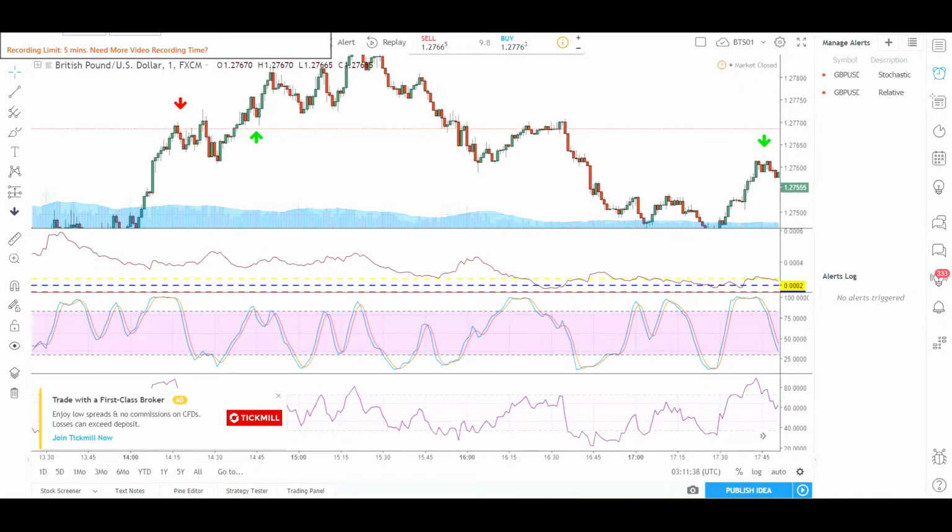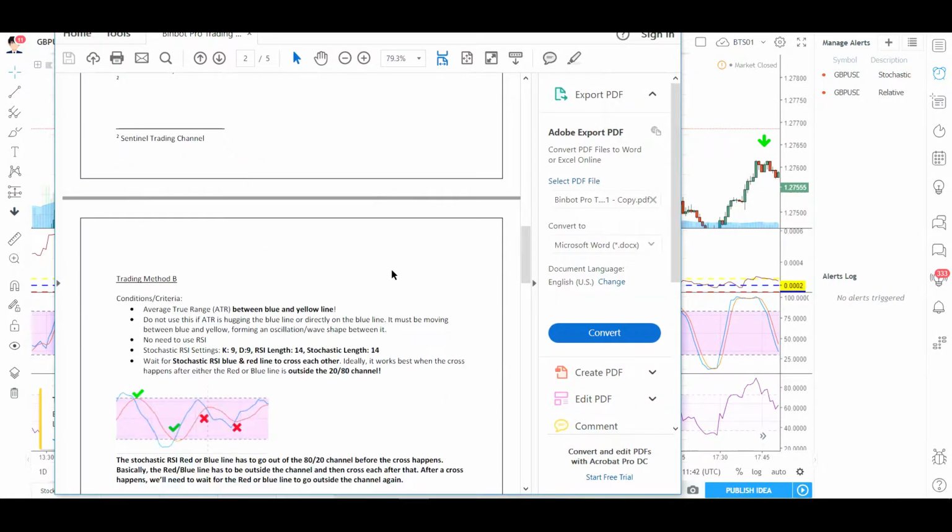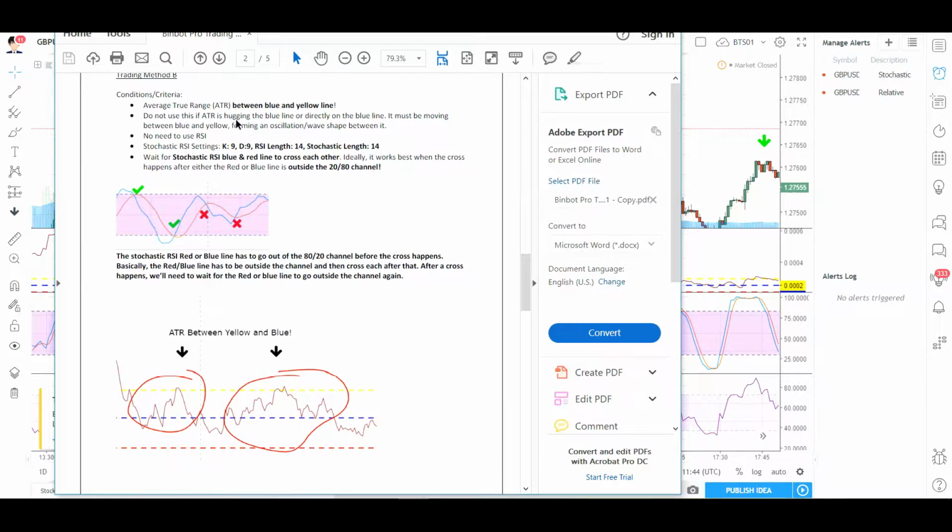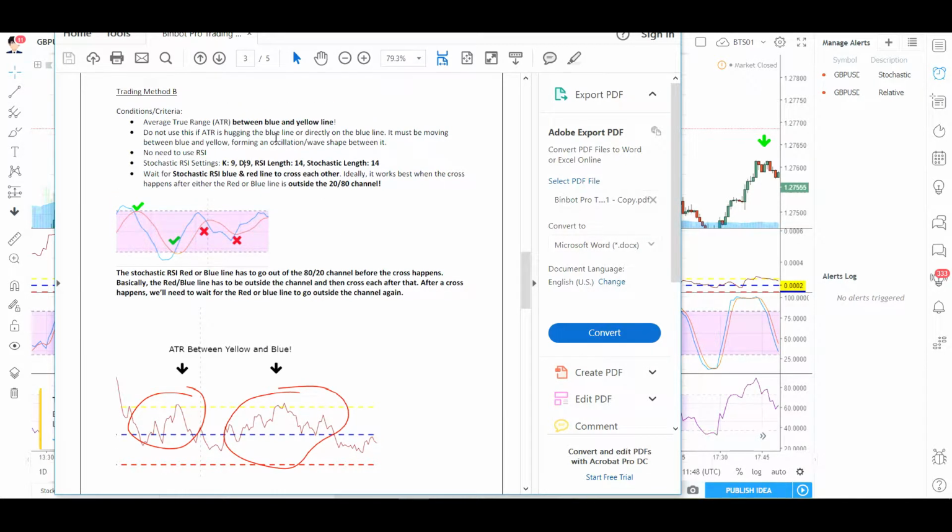Alright guys, so now I'm going to explain method B. Let's take a look at my PDF notes. Trading method B is for when the average true range is between the blue and the yellow line. Do not use this if the ATR is hugging the blue line or directly on the blue line. It must be moving between the blue and yellow, forming an oscillation or wave shape. Something like this is a good example.